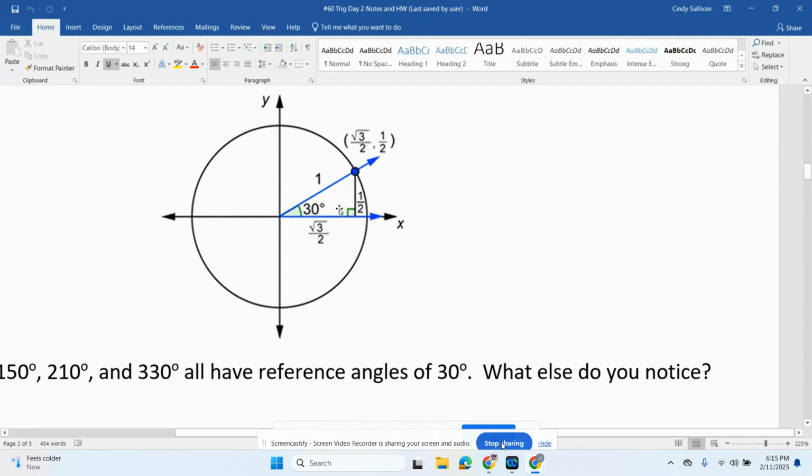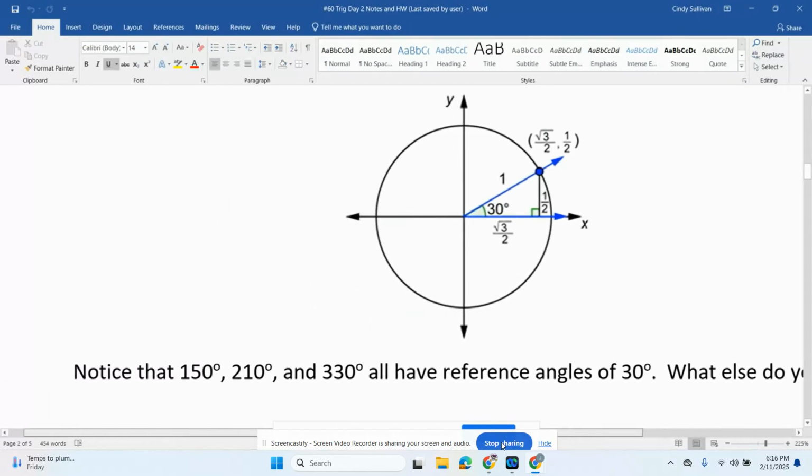But here's the more important part. If it is a 30-degree reference angle, it will have a coordinate of the square root of 3 over 2 and 1/2. So as long as it's 30 degrees away from the x-axis, it's going to have this coordinate. The difference is it'll be the different signs. Over here, you're going to have a negative, positive. In this quadrant, negative, negative. In this quadrant, a positive, negative.